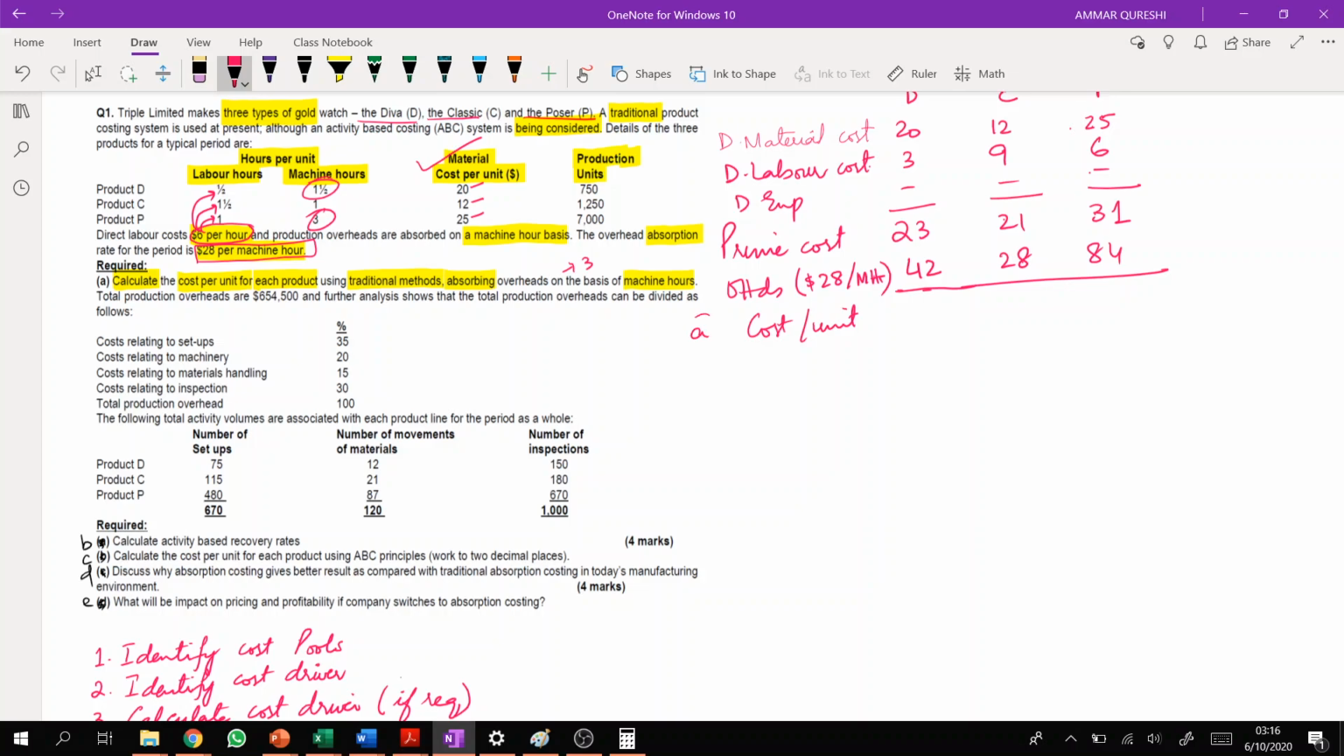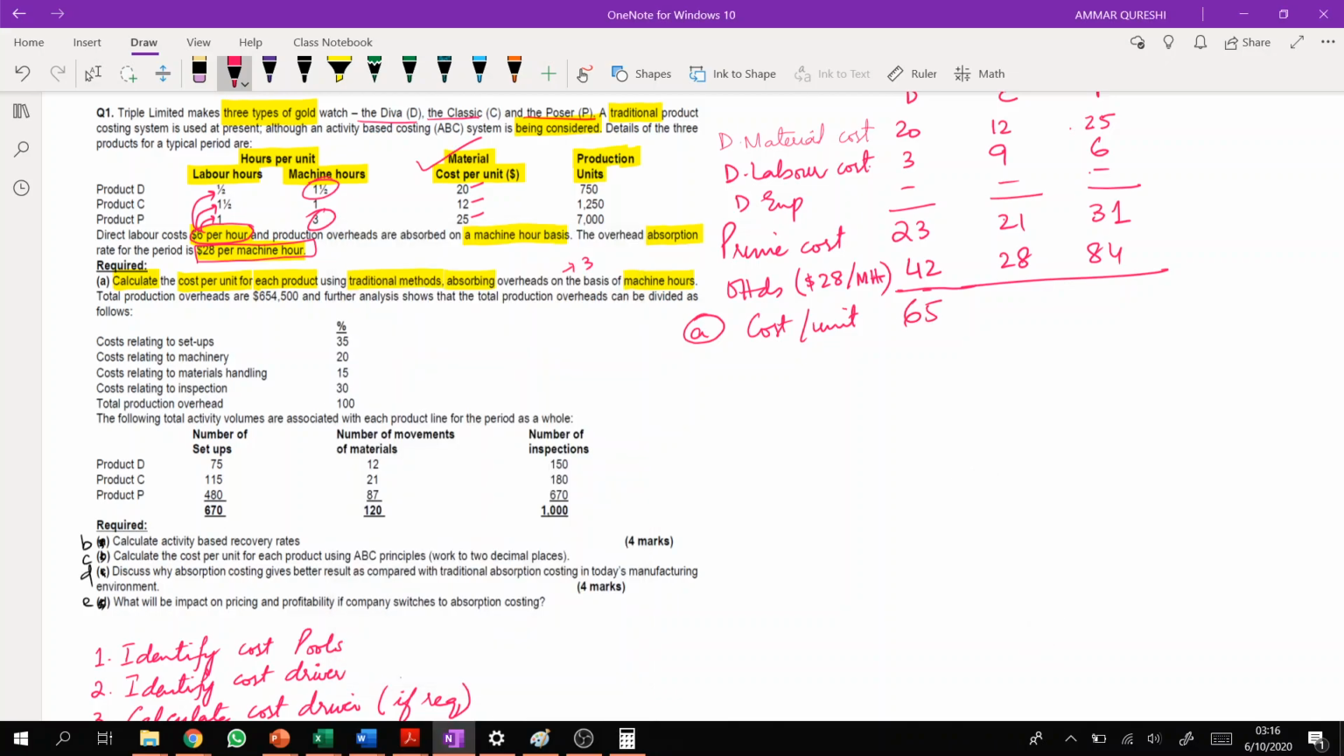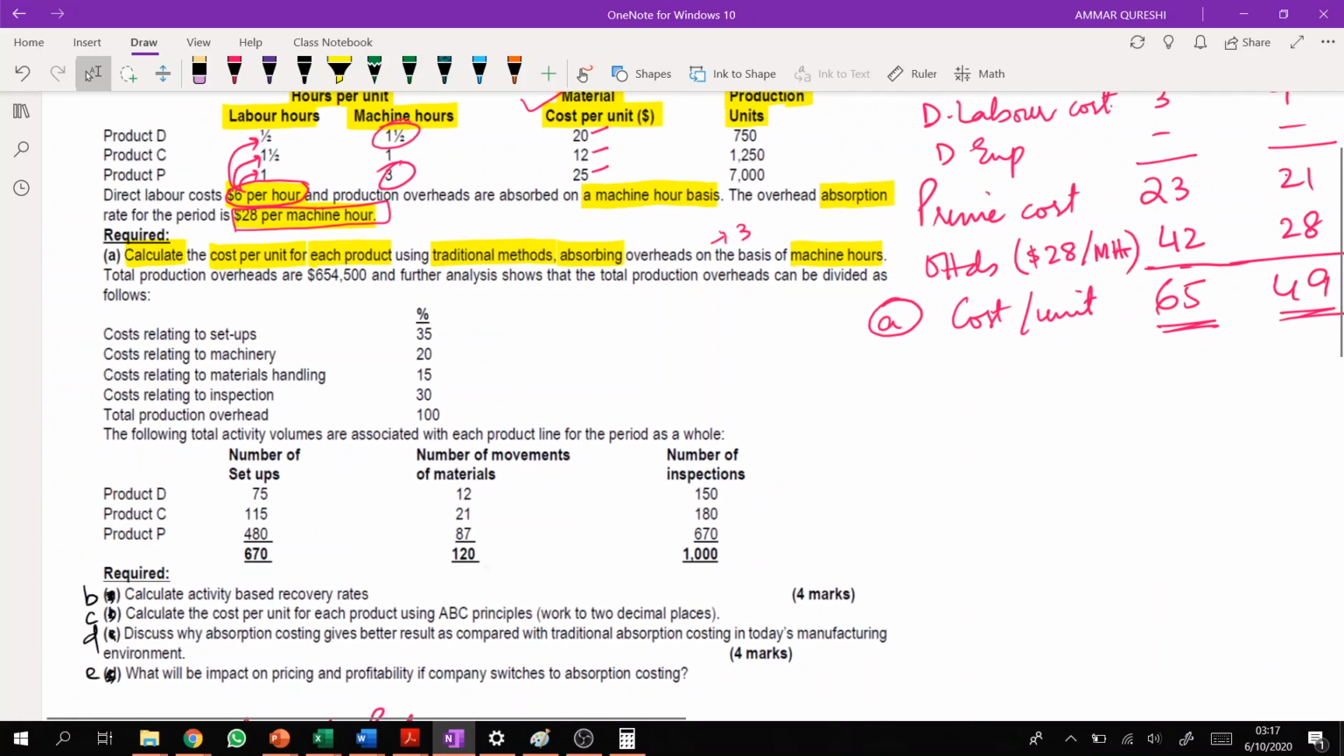This is the end of part A, right? So 23 plus 42 makes 65. 21 plus 28 is 49, and this will be 115, most probably, right? So this is basically the calculation of traditional absorption costing, right? Now we are moving towards the second requirement. The second requirement is important. Let's see what we can do.